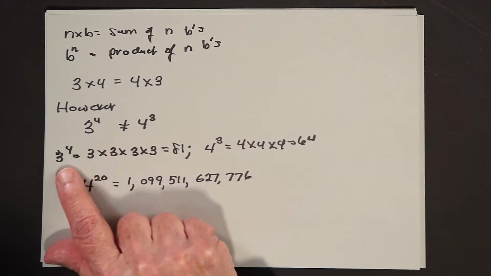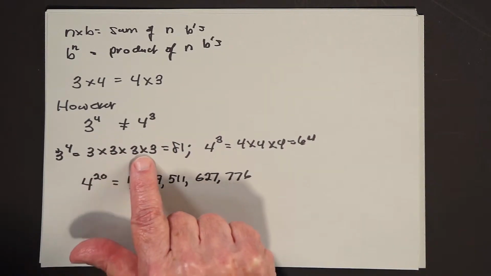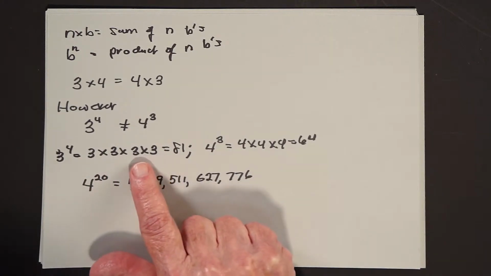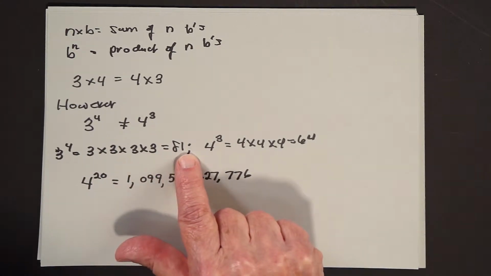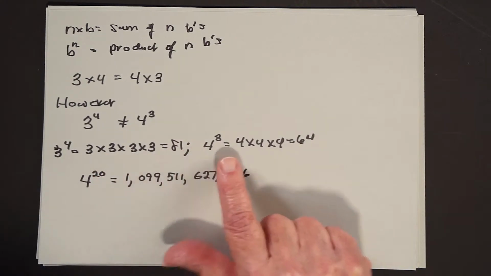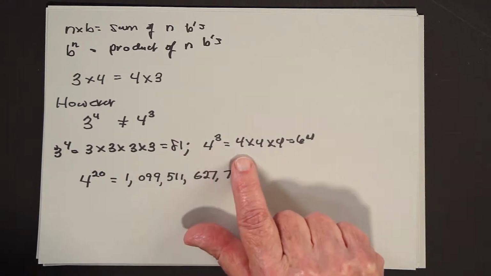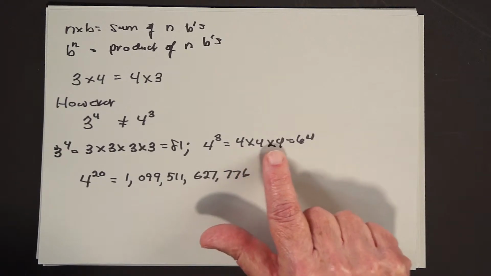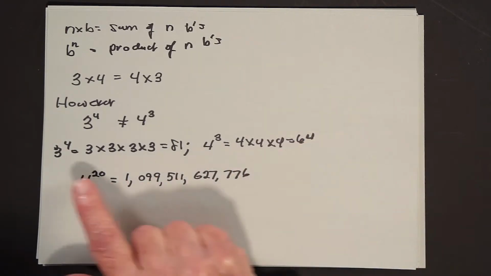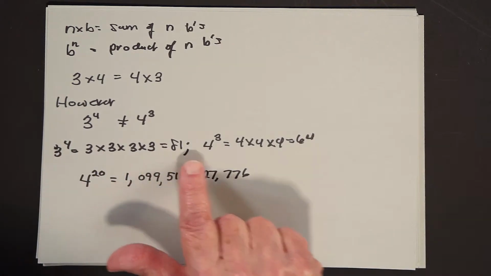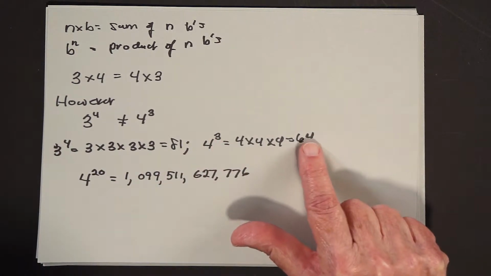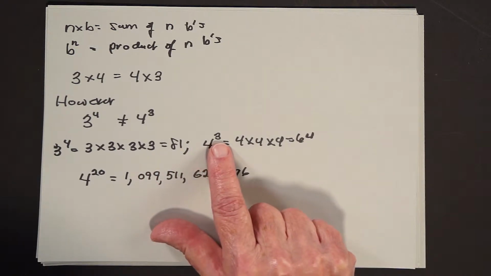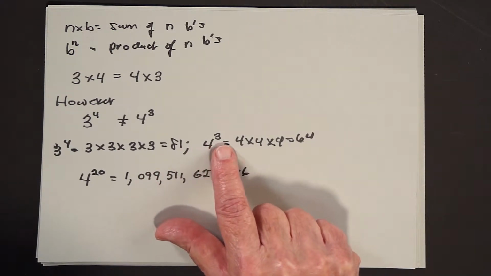See, 3 to the 4th power means what? 3 times 3 times 3 times 3. 3 times 3 is 9, times 3 is 27, times 3 is 81, so that's equal to 81. On the other hand, 4 to the 3rd power is the product of 3 fours. 4 times 4 is 16, times 4 is 64. So we see that 3 to the 4th is 81, but 4 to the 3rd is 64, so they're not equal.